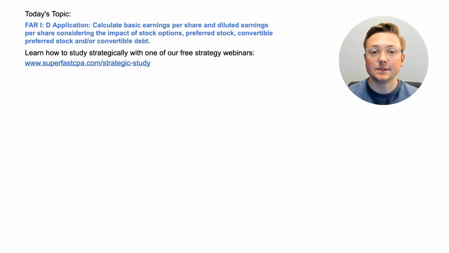I'm Logan, and in today's video we're going to be going over FAR Area 1D, and this is an application topic. Calculate the basic earnings per share and diluted earnings per share considering the impact of stock options, preferred stock, convertible preferred stock, and/or convertible debt.